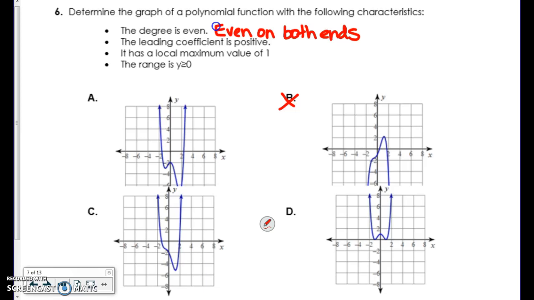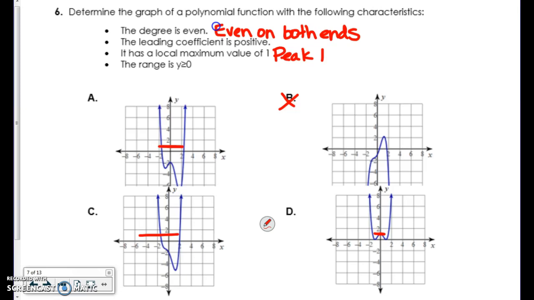Bullet number 3, it has a local maximum value of 1. That means it has a peak at 1. So I'm going to look at the Y value that has a peak at 1. A, there's no peak at 1. 1 would be right about here somewhere. There's no peak there. B, we already eliminated that one. C, there's no peak at 1. There's no peak anywhere at 1. D, there is a peak at 1.